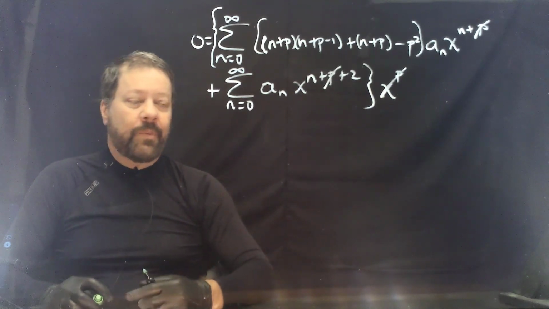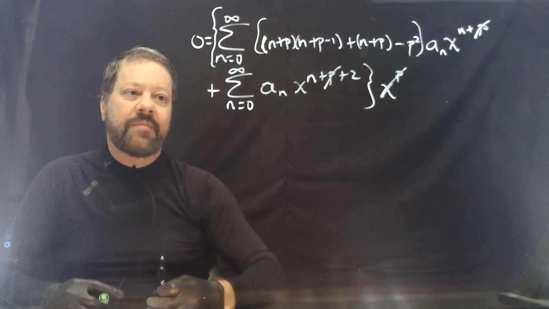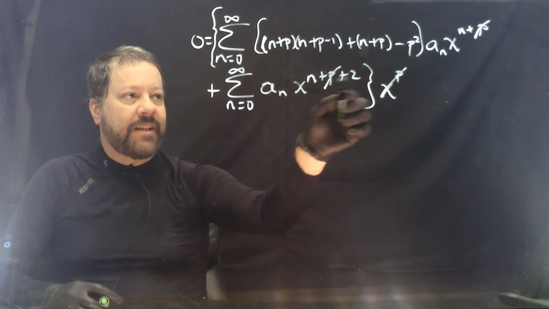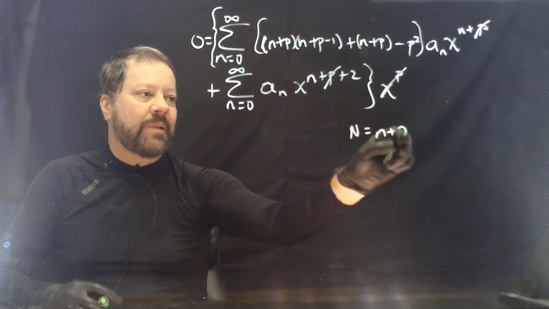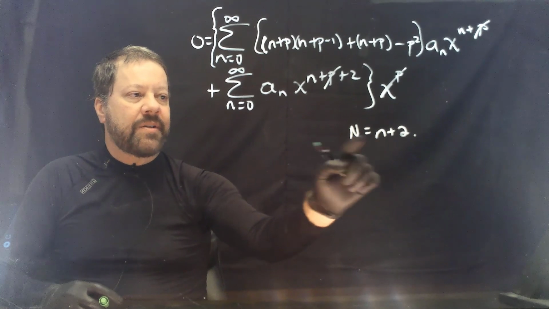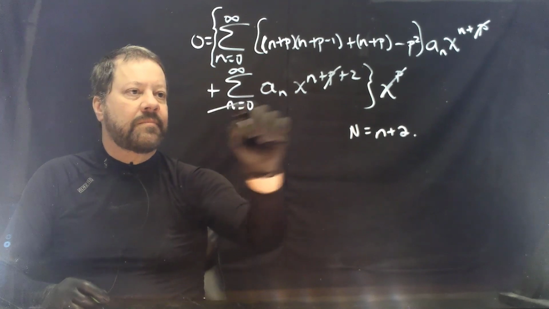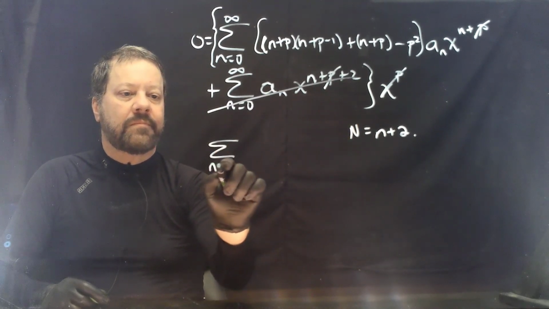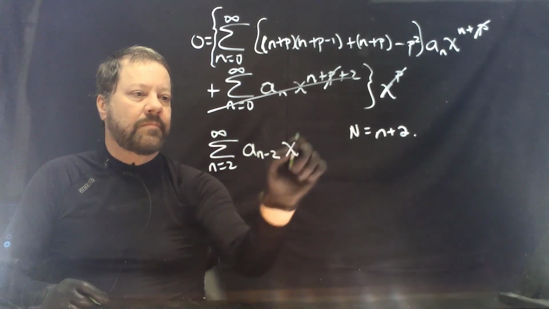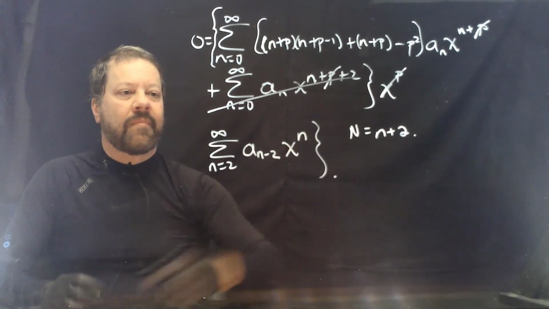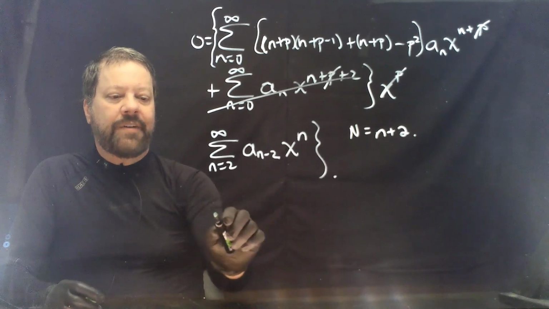In order to be able to equate the coefficients, we have to have the same power, x to the n, on both of these series. But to do that, we'll have to get rid of 2 here. So we'll have to have a new n, which is the old n plus 2. So if the old n starts at 0, the new n is going to have to start at 2. We can now equate coefficients.